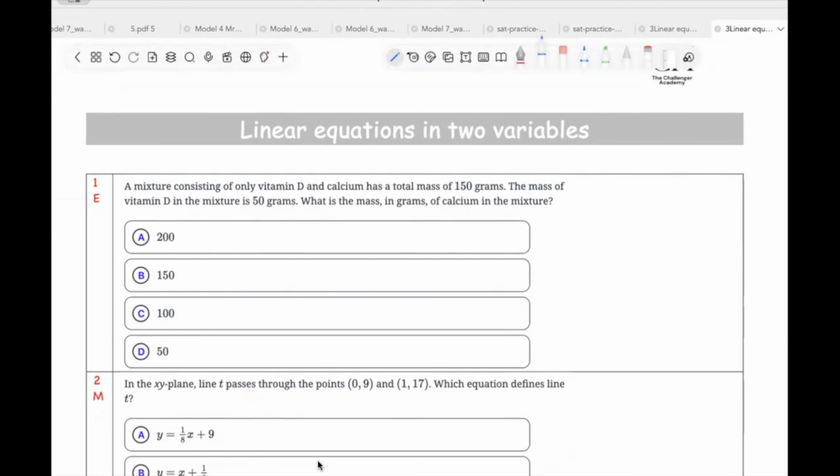A mixture consisting of only vitamin D and calcium has a total mass of 150 grams. The mass of vitamin D in the mixture is 50 grams. What is the mass, in grams, of calcium in the mixture? This is an easy question. We have the total mass of the mixture, which is vitamin D plus C. Their sum equals 150, and the mass of vitamin D is 50. So 50 plus C equals 150. It means C equals, by subtracting 50 from both sides, 150 minus 50, which equals 100. So the answer is C.